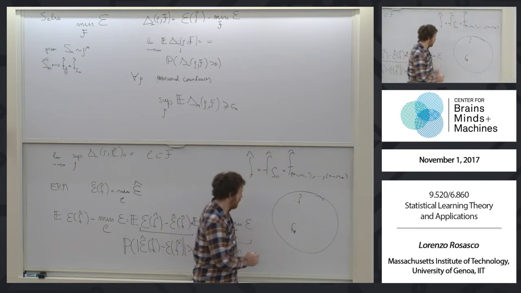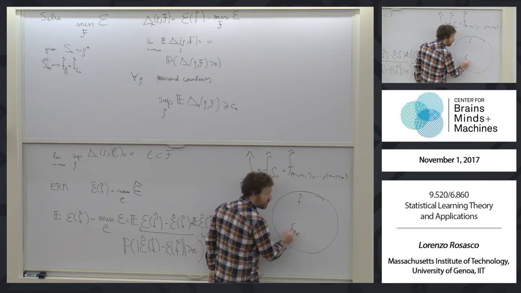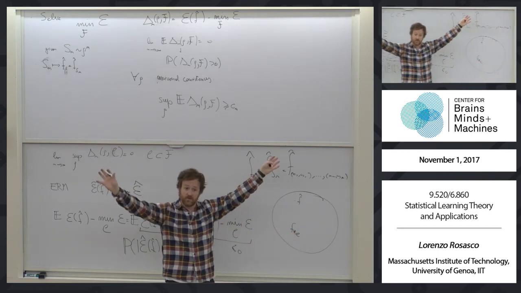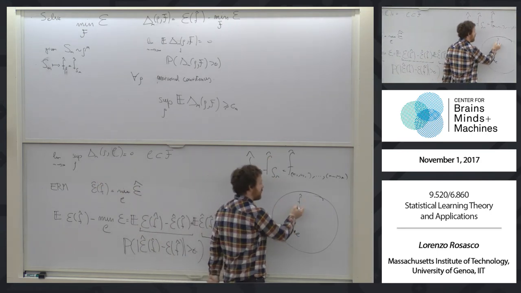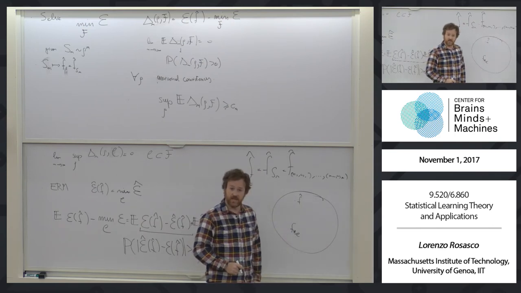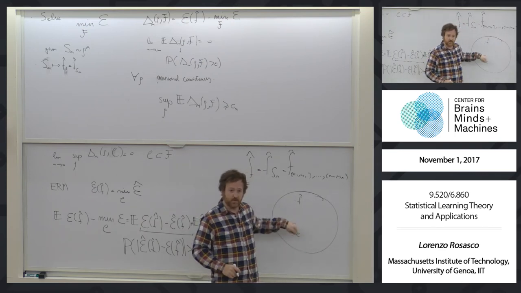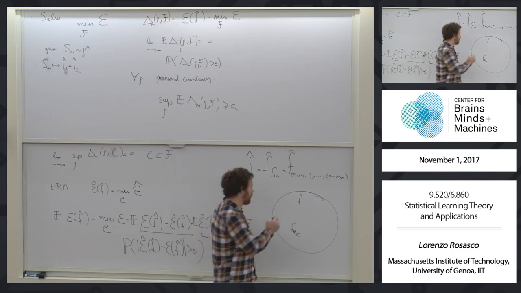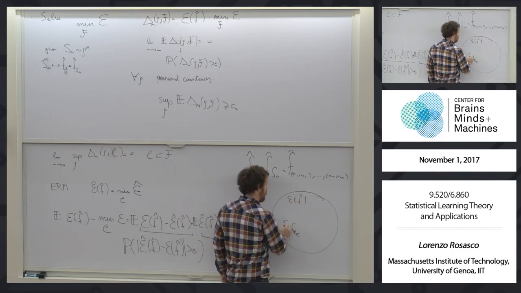Okay, let's call it F star C, because it depends on C, right? I'm not working anymore on the full space. And this is the F hat, which is the one I find on the data. They will be generally different, and I'm basically trying to find their distance, not really, because all I care about is how far are the two expected risks.